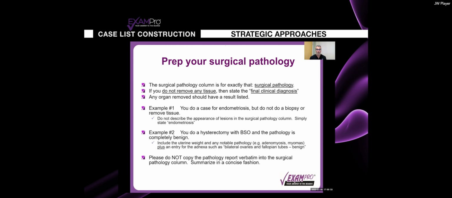Now, one very important point about keeping your list clean and simple: please do not try to copy the pathology report verbatim into the surgical pathology column. Summarize the pathology in a concise bullet point type of format. One of the things that has helped this along is that there are now restrictions on how many letters or words you can enter into a given field on the case list entry software. A lot of people are getting better about summarizing because they can't just cut and paste the entire report. But even if you have enough room for it, I don't recommend it. Clean up the pathology, summarize it.